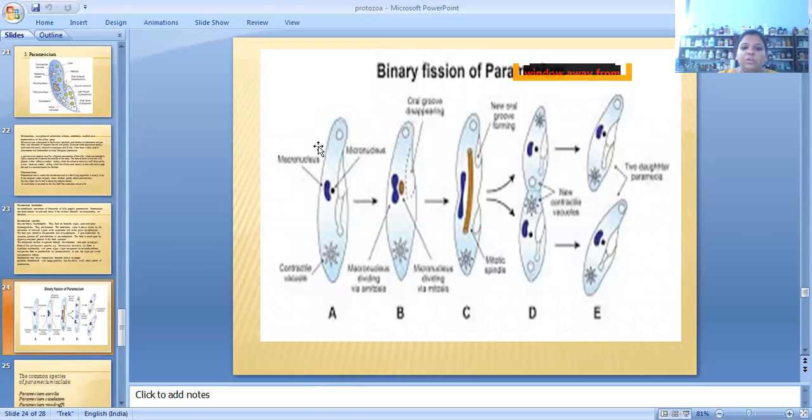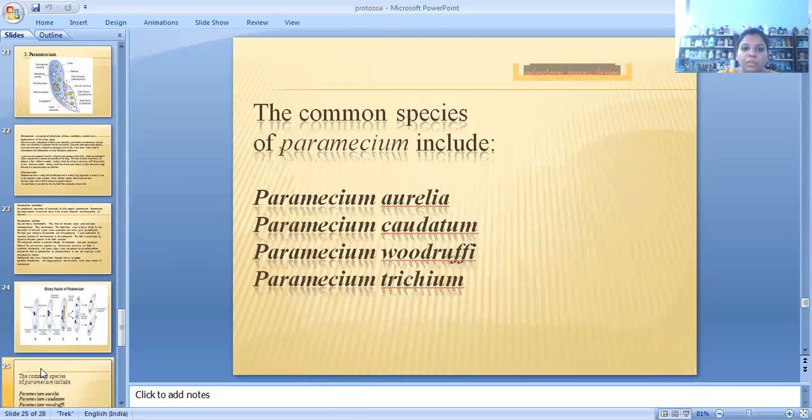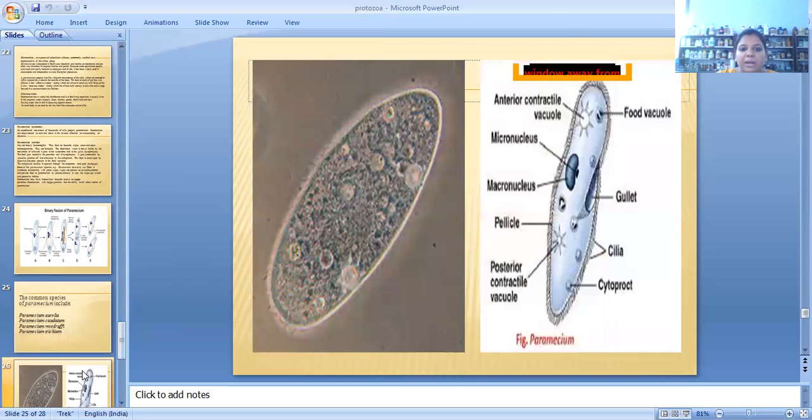This is the structure or figure showing the binary fission in the Paramecium. So from this point, you can understand that the mode of reproduction is the binary fission, which is same like the amoeba. The common species of Paramecium includes Paramecium aurelia, Paramecium caudatum, Paramecium woodruffi, and Paramecium trichium. So these are the common examples of the Paramecium. This is how the structure you can see under the microscope. If you are observing the slide, you will see such type of structure. When you want to label, you can label it like this.